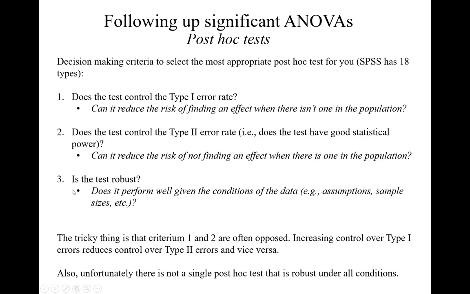And the third consideration: is the test robust? Does it perform well given the conditions of the data? If we've got violations of assumptions, or big samples, small samples, unequal samples, all those types of things, is our test robust against the conditions of our specific data? A little tricky thing is that often criteria 1 and 2 are a bit opposed. As the chances of a type 1 error increase, the type 2 error chances go down, and vice versa, to different degrees depending on the test.